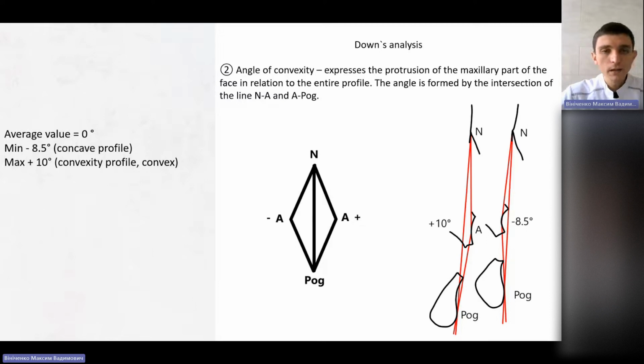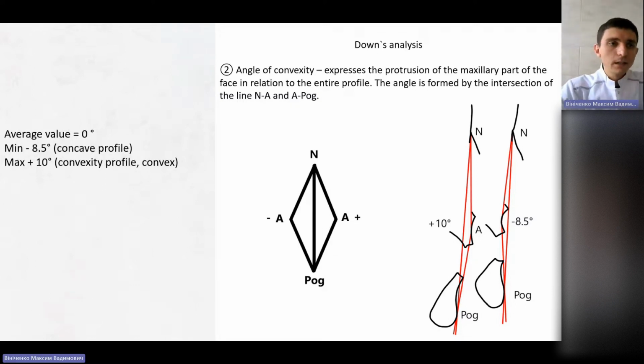If N-A and A-Pog intersect on the right side of the N-Pog line, we make a plus. For example, it would be plus 10, plus 1, plus 2. If the intersection between N-A and A-Pog is on the left side of the N-Pog line, we make a minus. It could be minus 8.5, minus 2, minus 1. If A lies on the N-Pog line, we make it 0. The average value of the angle of convexity is 0.